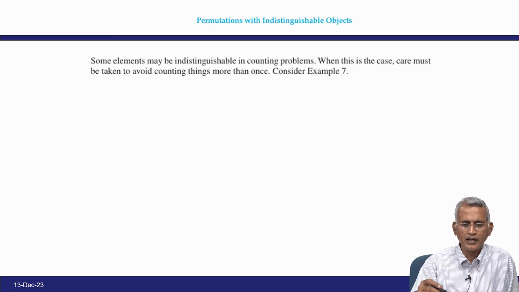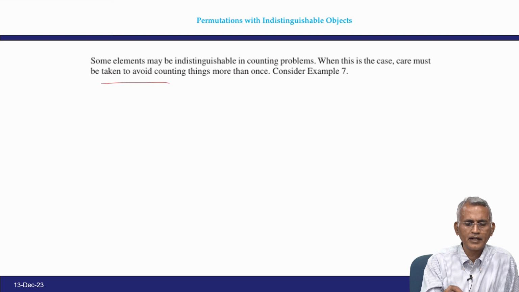Some elements may be indistinguishable in counting problems. When this is the case, care must be taken to avoid counting things more than once. So, consider example 7.